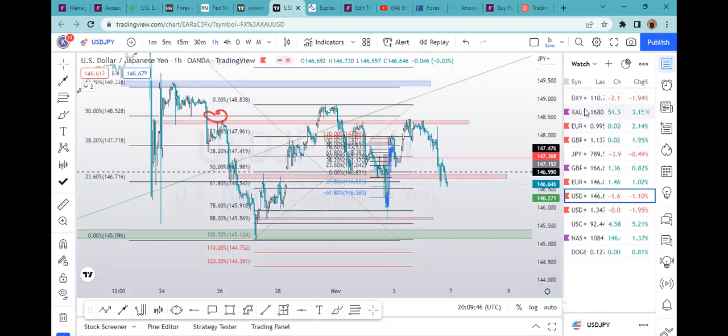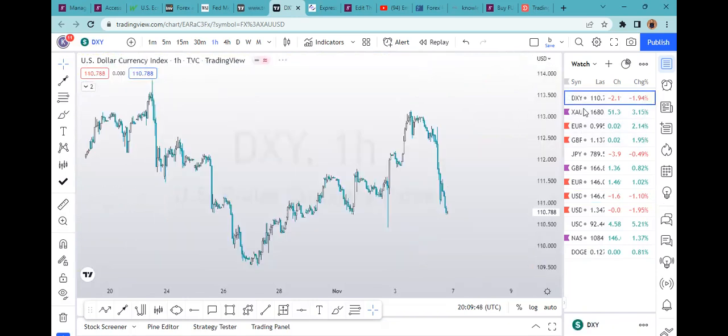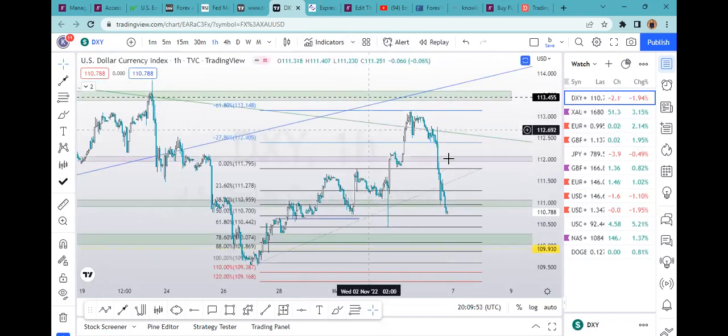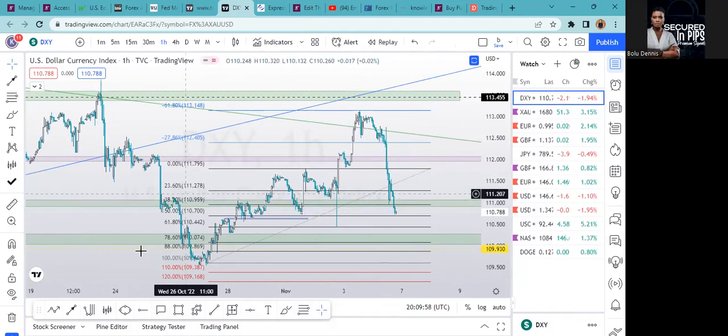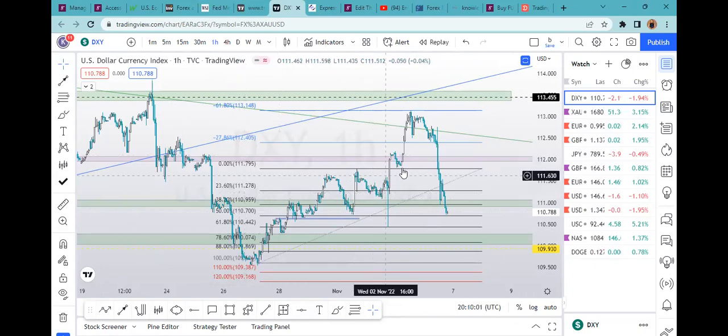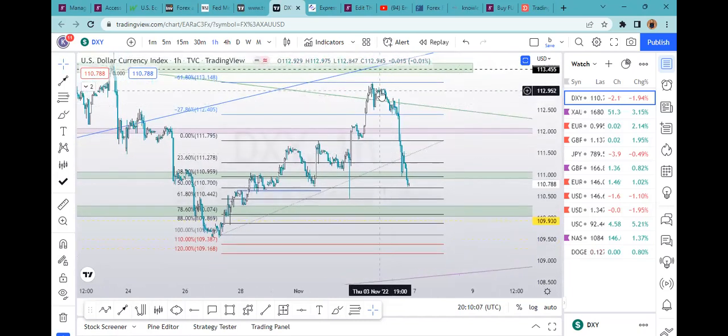Let us first look at the DXY. Let's look at where price stopped last week and what it is currently doing. During the course of the week, we had this movement up, and then before price closed on Friday, we had a drop during NFP. This was the NFP reaction on the dollar. So let's just get into it.